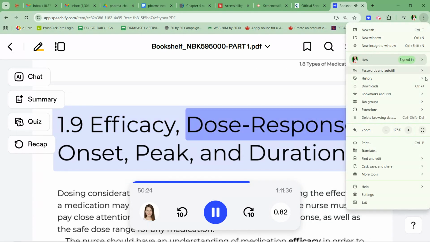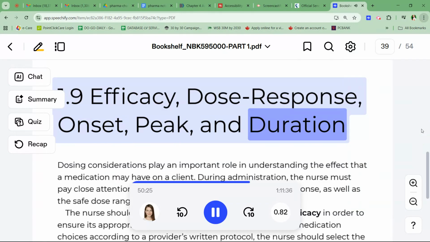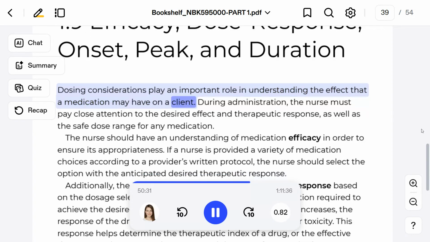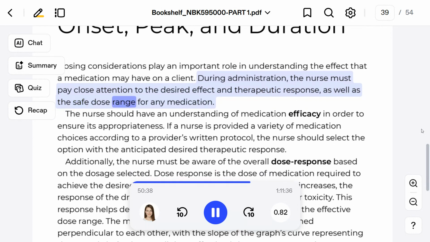Efficacy, dose response, onset, peak, and duration. Dosing considerations play an important role in understanding the effect that a medication may have on a client. During administration, the nurse must pay close attention to the desired effect and therapeutic response, as well as the safe dose range for any medication.